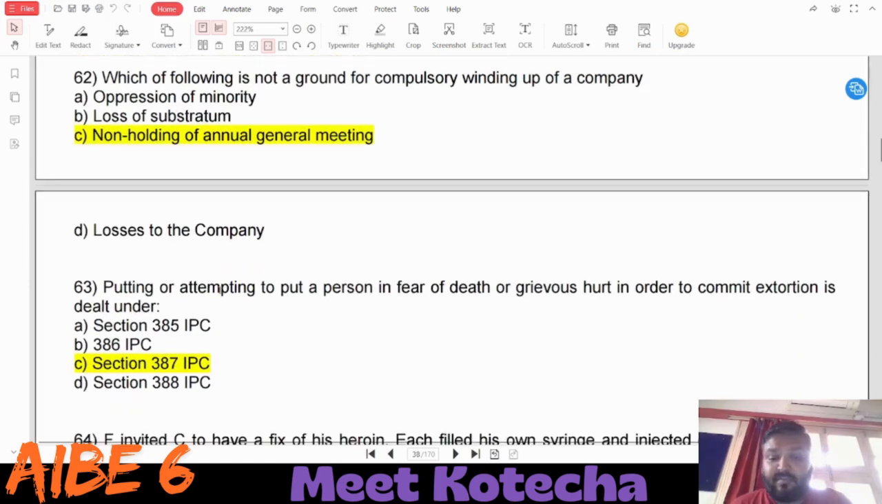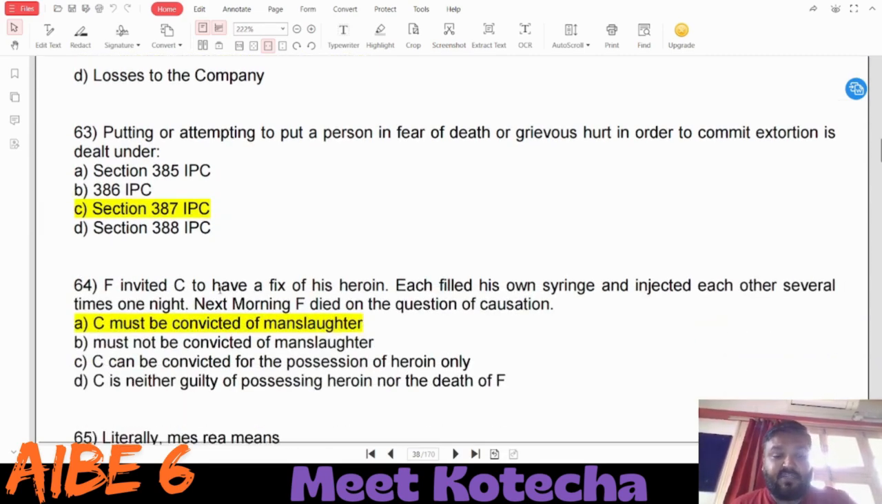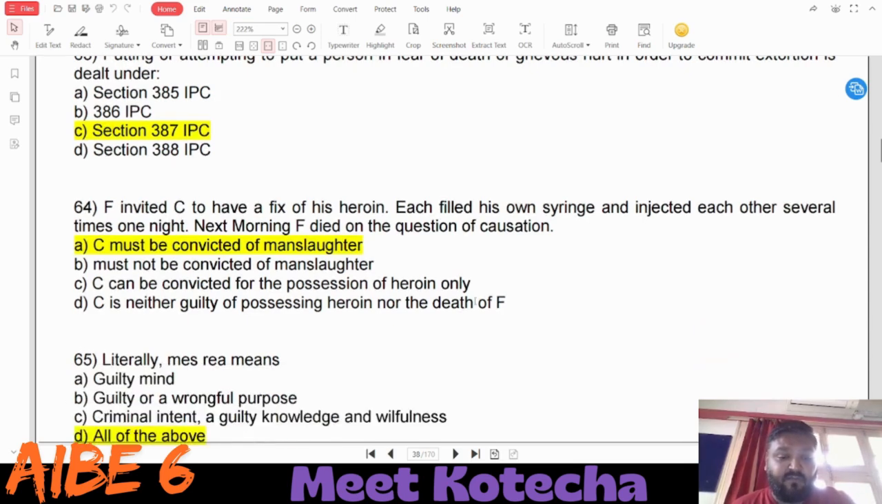Putting or attempting to put a person in fear of death or grievous hurt in order to commit extortion is dealt with under Section 387 IPC. F invited C to have a fix of his heroin. Each filled his own syringe and injected each other several times one night. Next morning, F died. C must be convicted of manslaughter.